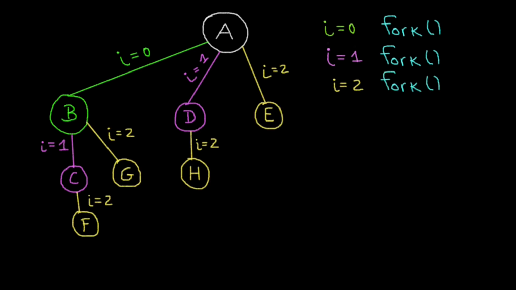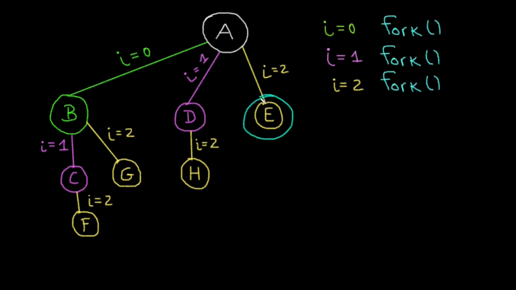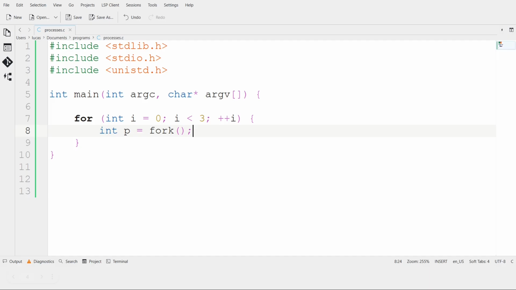In the third and final iteration, that is when i is equal to 2, all 4 processes perform a fork, that is A, B, D, and C. That is why A creates a new child process, which we can call E, B creates a new child process, which we can call G, D creates a new child process, which we can call H, and finally C also creates a new child process, which we can call F. Notice that all of this happens in the iteration where i equals 2, and keep in mind that this is the last iteration of the loop, because when i becomes 3, this condition is no longer satisfied, and we don't enter the body of the loop.